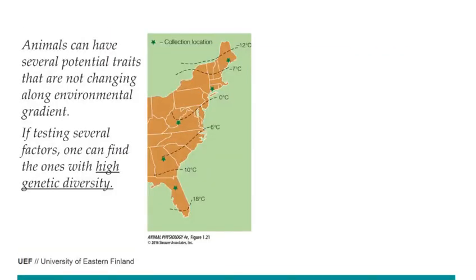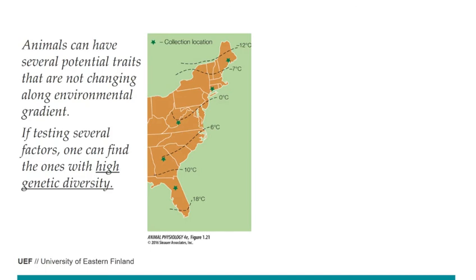And then we can make a lot of experiments in the field to see what kind of traits are changing along the environmental gradient, because animals can have several potential traits that could be a benefit in, for example, cold climate. But if they are not changing along the environmental gradient, it's not adaptation. So we must have several locations to see which factors are changing and which have high genetic diversity.